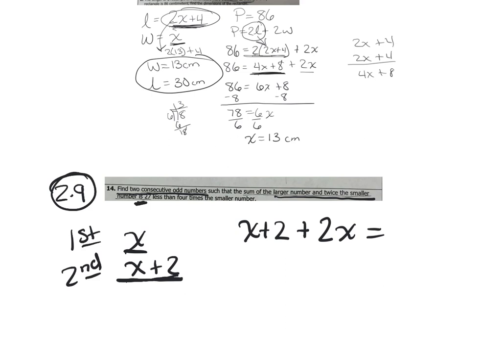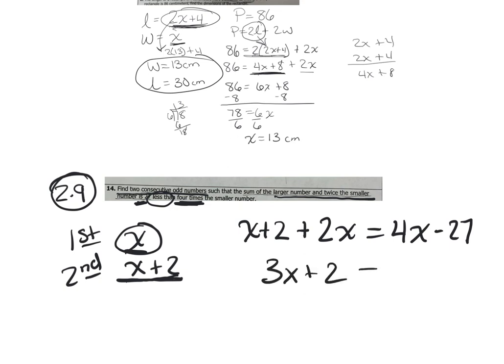27 less than 4 times the smaller number. With less than, we have a turnaround phrase. What's 4 times the smaller number? 4 times x, minus 27. So that's the equation you're using. You just need to slow down and do it step by step. Now combine your like terms, and you get 3x plus 2 equals 4x minus 27.